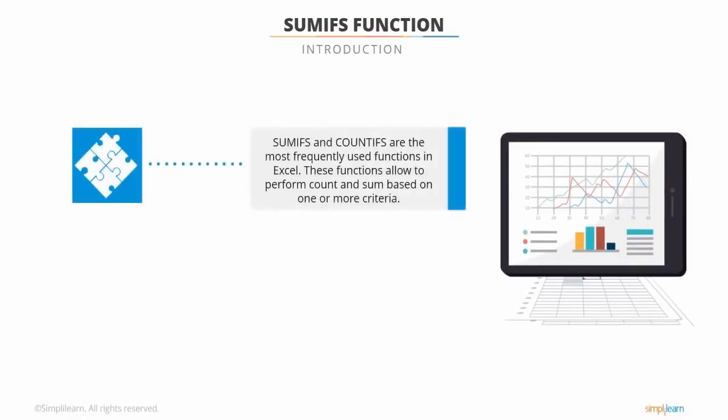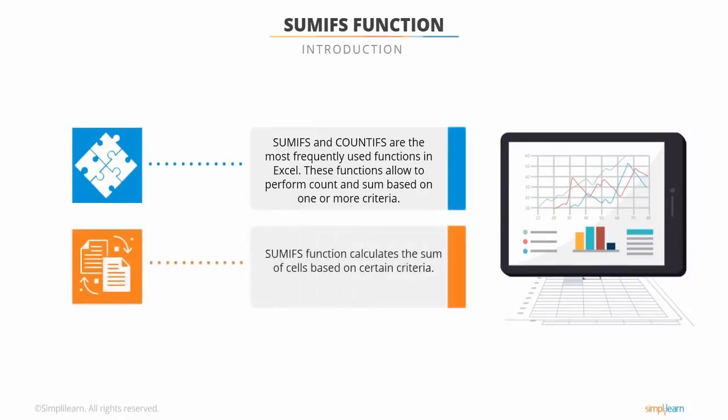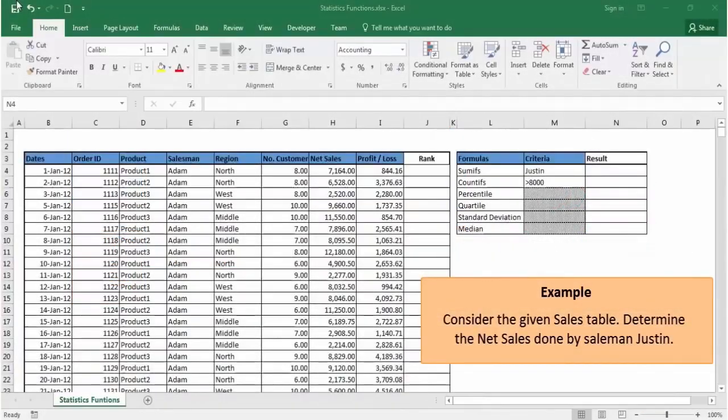SUMIFS and COUNTIFS are the most frequently used functions in Excel. These functions allow us to perform count and sum based on one or more criteria. The SUMIFS function calculates the sum of cells based on certain criteria. Let's understand how to use the function with the help of an example.